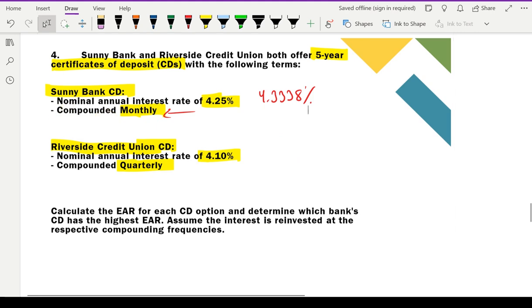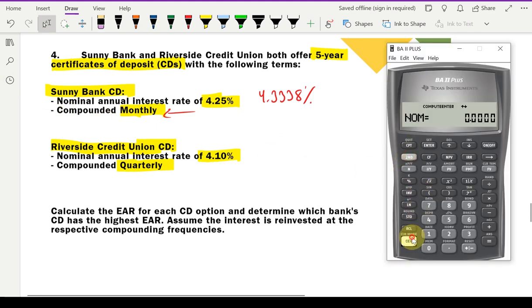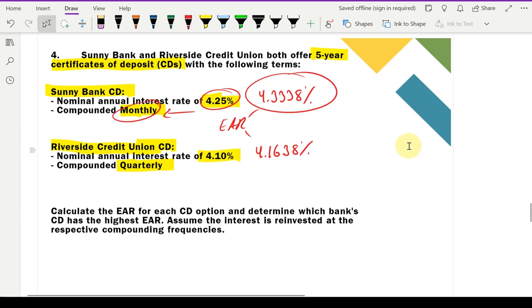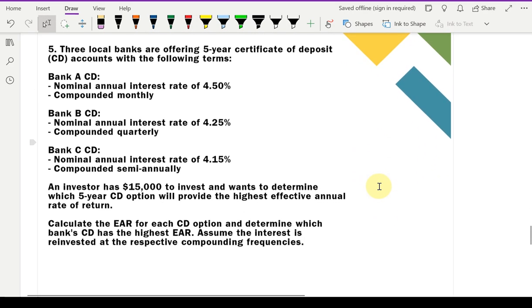4.3338%. And for Riverside Credit Union, second, clear the work. Let's go to the compounding periods of quarterly, enter. Nominal is 4.1, enter, and I'm going to compute 4.1635. 4.1635. Remember, both of these are the effective annual rates. Okay, so of course, because it was already higher and it's monthly, the Sunny Bank CD is going to give us the highest effective annual rate. Okay, all right, let's move on to the last question.